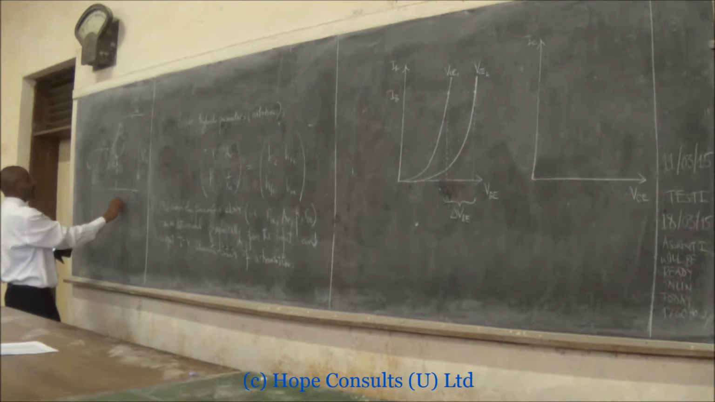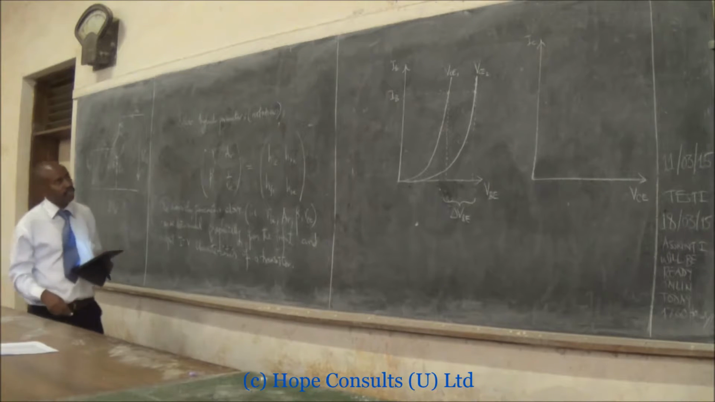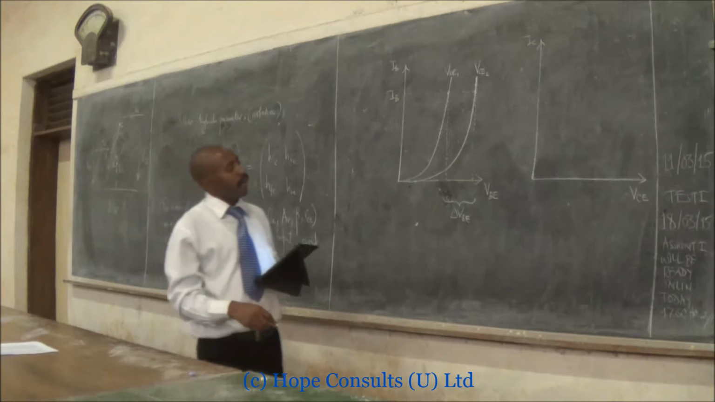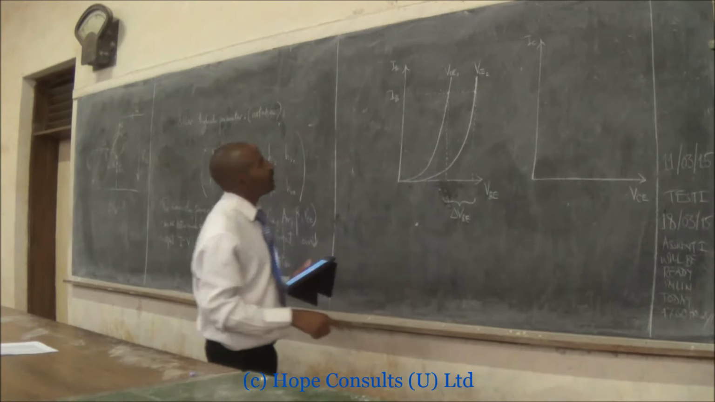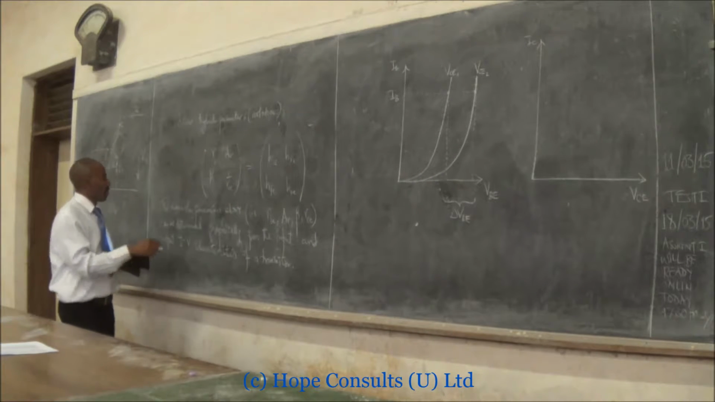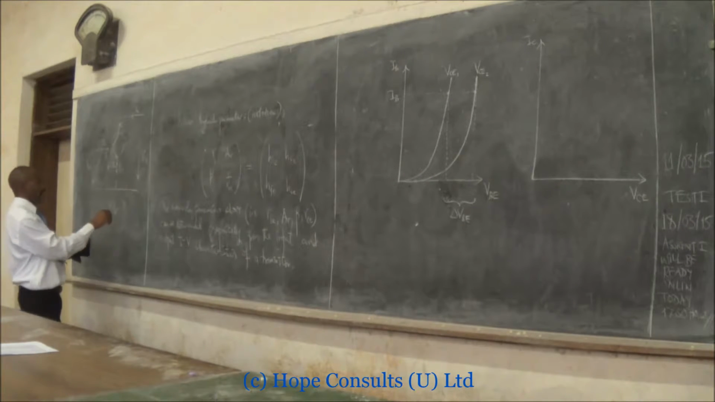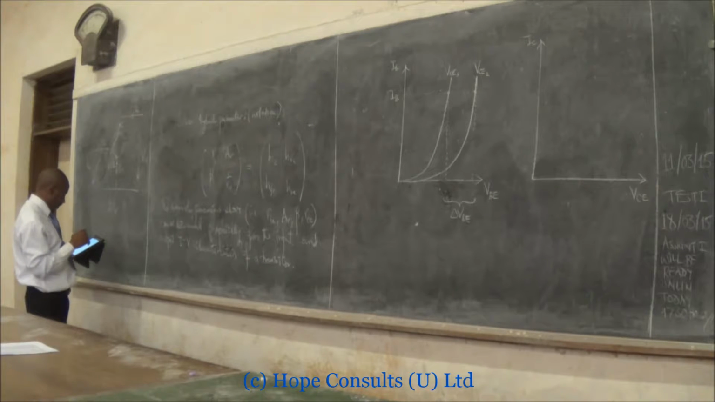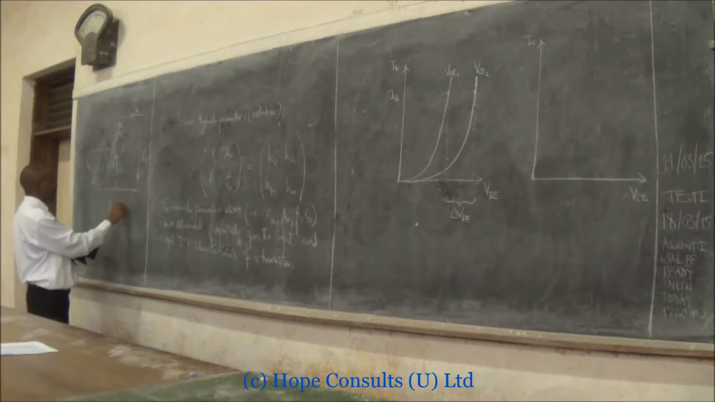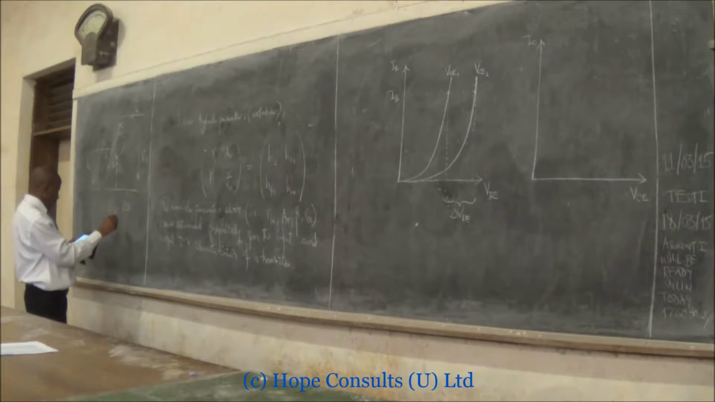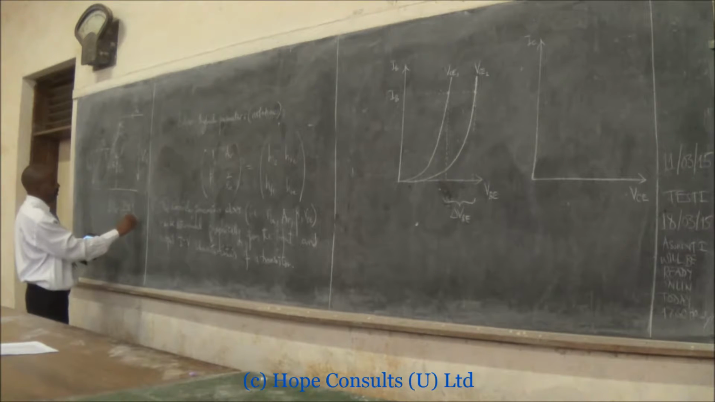In other words, you get to see the delta VBE over delta VCE. I need to check properly, it was the same as delta VBE by delta IB, and we had it over VCE.